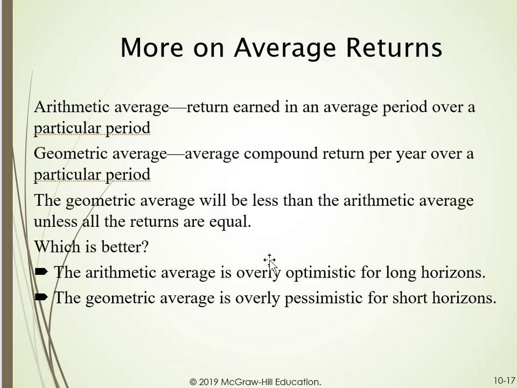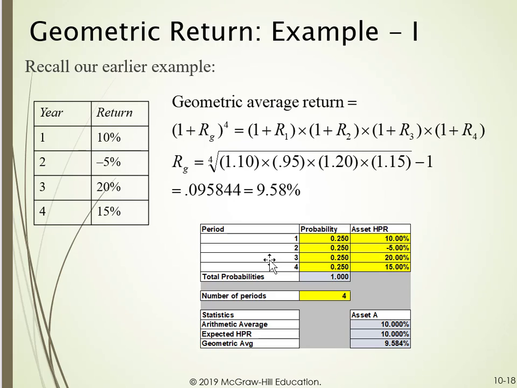So which one is the best to use? Well, the arithmetic average is overly optimistic for long horizons, and the geometric average is overly pessimistic for short horizons. So the longer the horizon you're talking about, the more likely you would want to utilize the geometric average. So let's see how we calculate that.